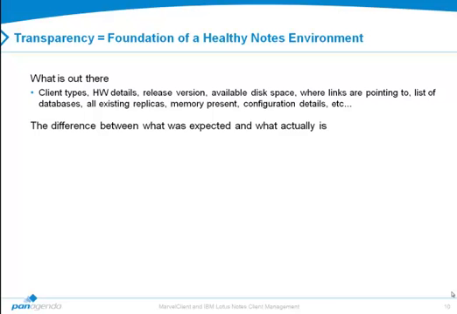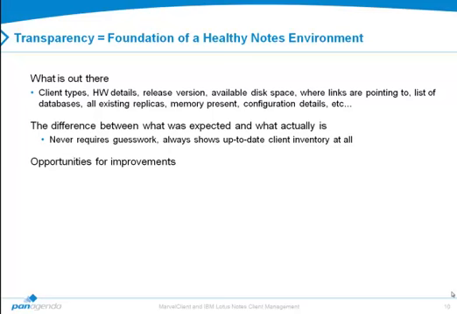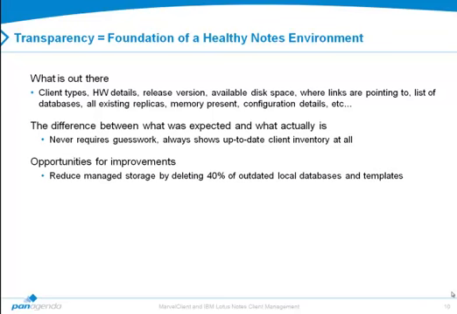A good client inventory also tells you the difference between what you expected and what actually exists. There's never any guesswork required here. This should always show you up-to-date information at all times. A good client inventory also shows you opportunities for improvement. So who exactly does have outdated icons and bookmarks pointing to servers that haven't been up and running in years? A good client inventory also tells you opportunities for improvement with regards to client performance.